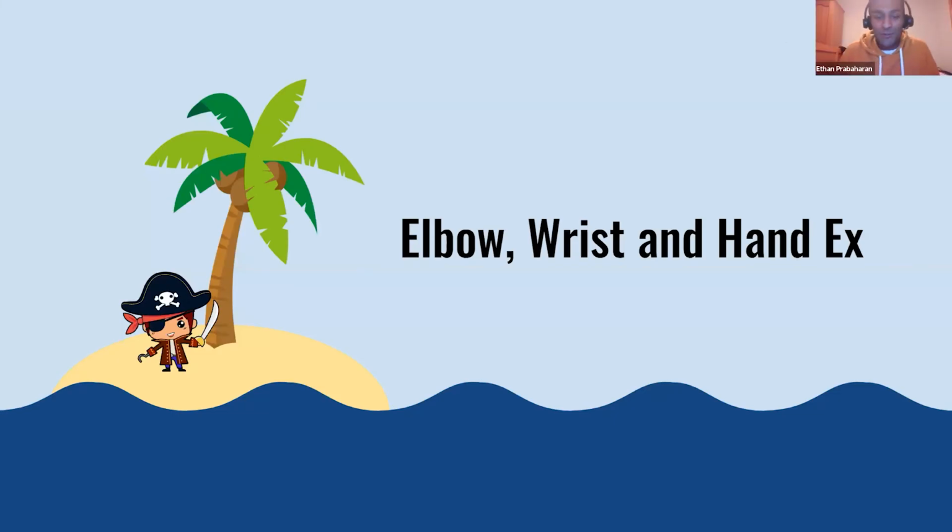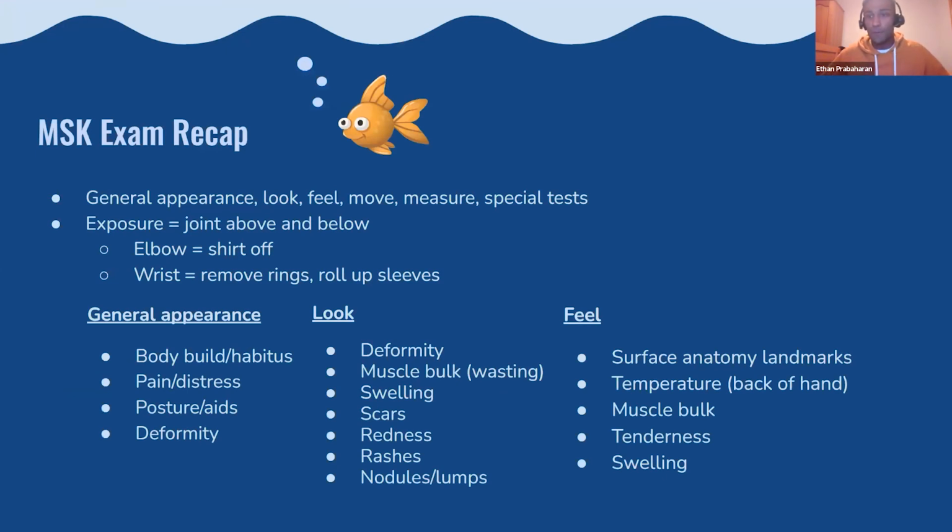Hey guys, a bit of a shorter week from me this week, and I'll be talking about the elbow, wrist, and hand examination, following on from what we've learned about the shoulder examination last week. So it's the same principles really of your musculoskeletal or MSK exam. We always start our exams with general appearance, just looking if the patient's comfortable, any abnormal postures, the patient's body habitus, pain, distress, if they're using any aids like crutches, and any visible deformity that we can see.